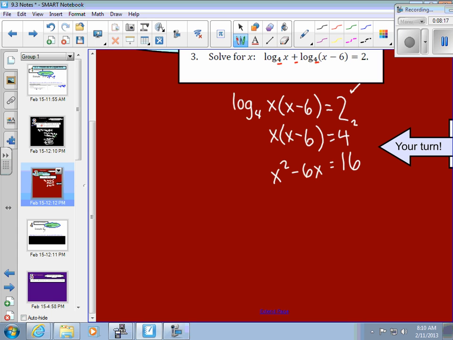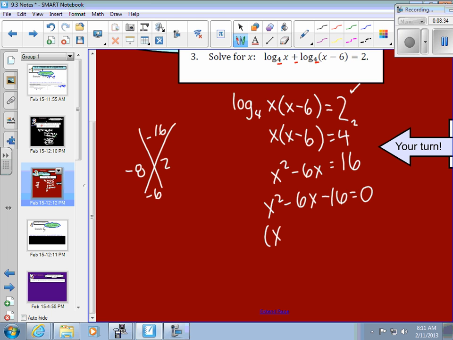This is a quadratic problem. Get everything to the same side. x squared minus 6x, subtract 16 is equal to 0. We can now solve that. What multiplies to negative 16 and adds to negative 6? Negative 8 and 2. So this factors to x minus 8 times x plus 2. Setting them both equal to 0 and solving, we get x equals 8 or x equals negative 2.